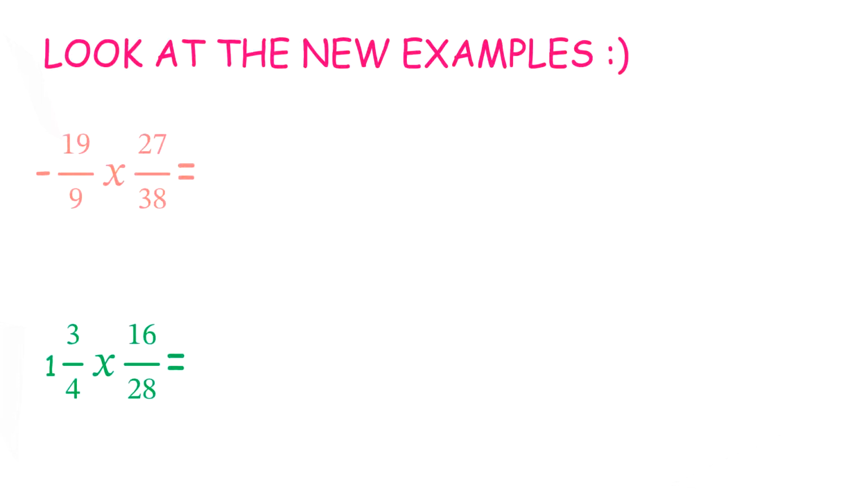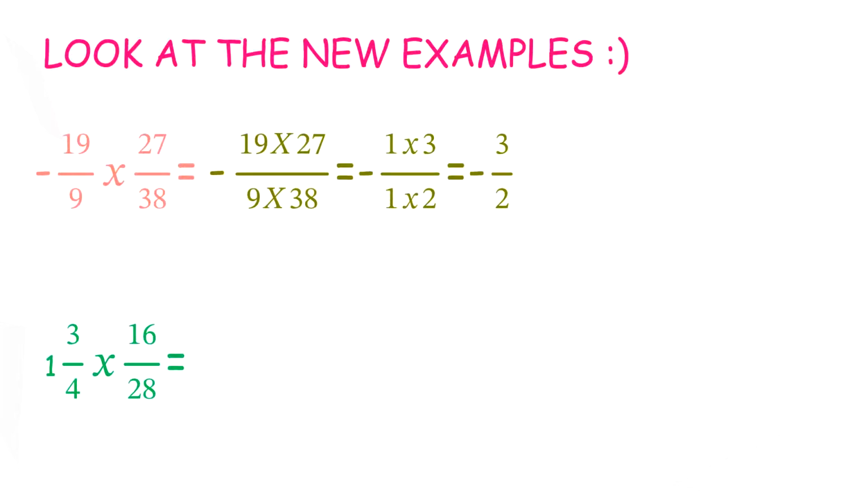For the first one, we will do the same steps. We have an improper fraction in the operation, but it doesn't matter. I think you already decided the sign of your answer, which is negative. We will multiply numerators and denominators with each other, and then we will simplify them with both 19 and 9. Our answer is negative 3 over 2.